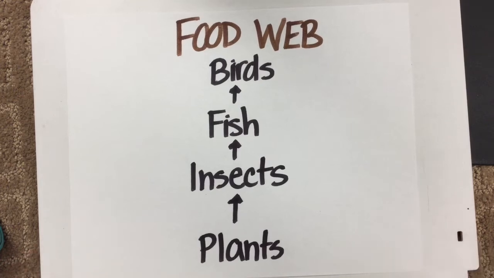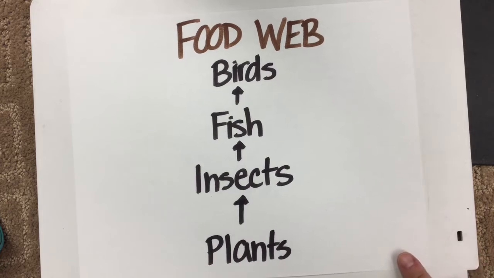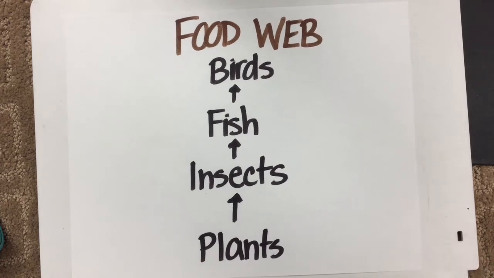The next thing I'd like to talk about before handing this off to the Blazers is a food web. You're going to see an example of a food web like this on the test, and you're going to want to understand how it works. It starts from the bottom with plants. Insects eat the plants. Fish eat our insects, and birds eat our fish.